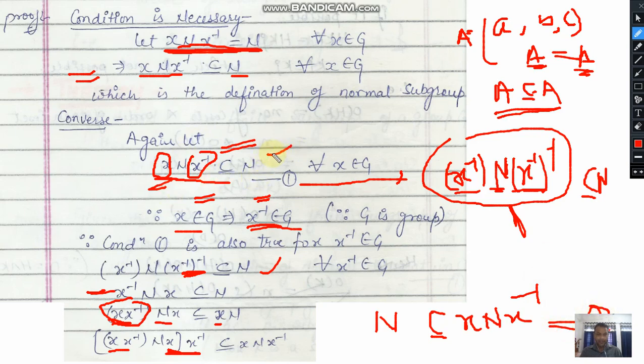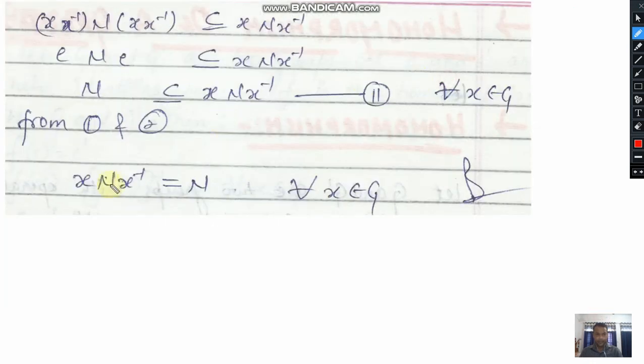By the first equation we are stating that xNx inverse is an improper subset of N, while on the other hand we are saying that N is an improper subset of xNx inverse, which is possible only in a single situation, when these two sets are identical. So xNx inverse will be identical to N. This is the desired result which we wanted to prove.